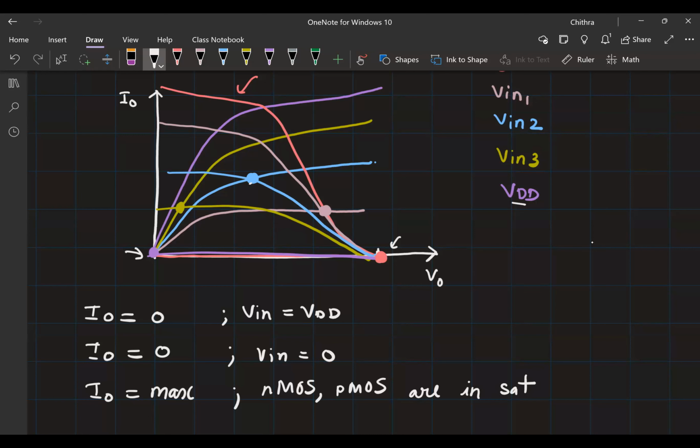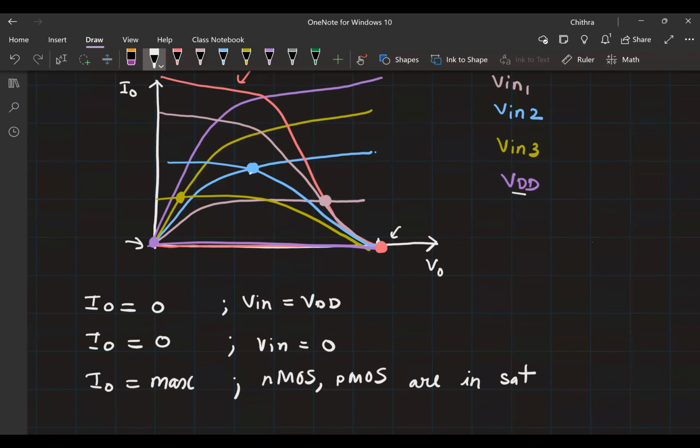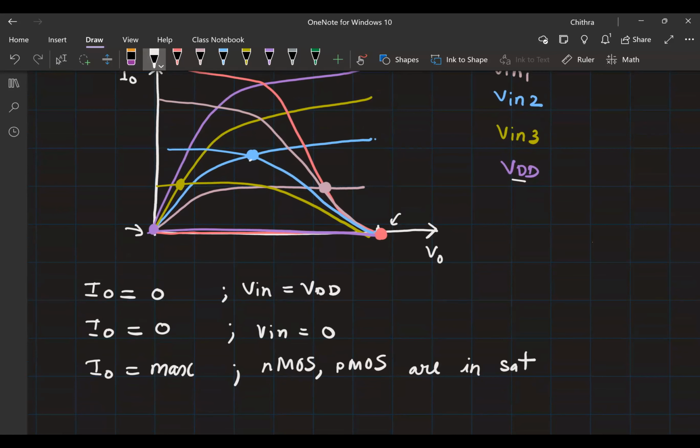Now, whether it is velocity saturation or pinch-off saturation will depend on the relative values of VGS minus VTN and the VDsat values. Okay, now from this, can you derive the V naught versus Vin plot? So please do.